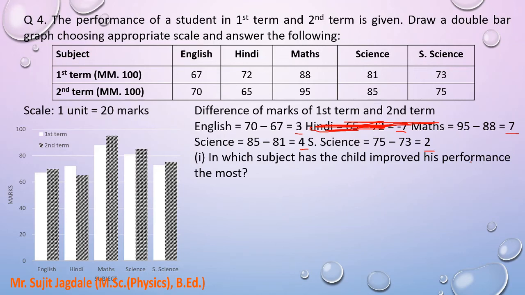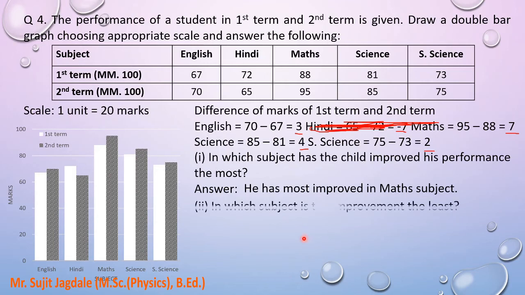Now here which number is larger, 3, 7, 4 or 2? Among these 4 numbers, which number is larger? 7 is larger. So obviously, in which subject did he improve most? He has improved most in the maths subject. Okay, now next question. What is the next question? In which subject is the improvement the least?